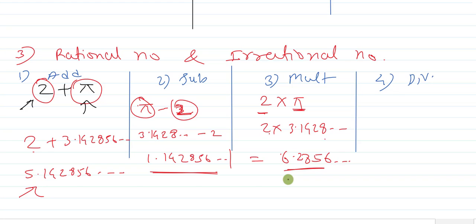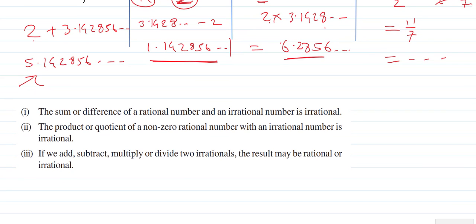Getting it? Same for the division also. You can check. Just divide pi by 2. We know that what is the value of pi by 2? It is approximately 22 by 7. That is, this will be 11 by 7. Again, this will be an irrational number if we divide this.